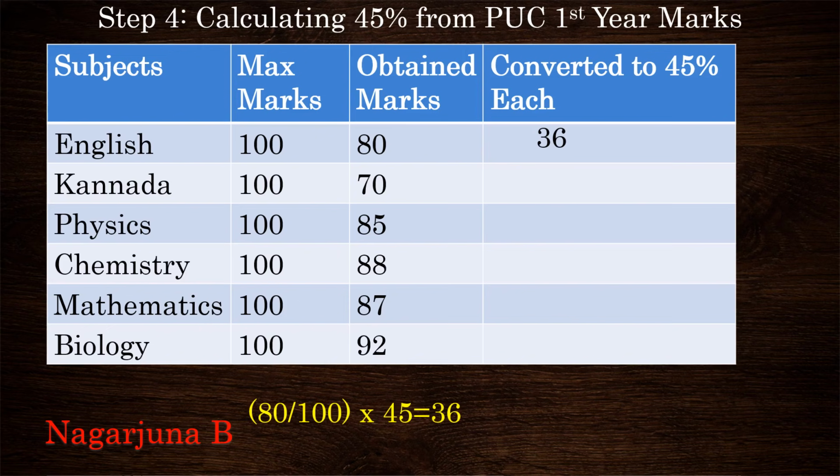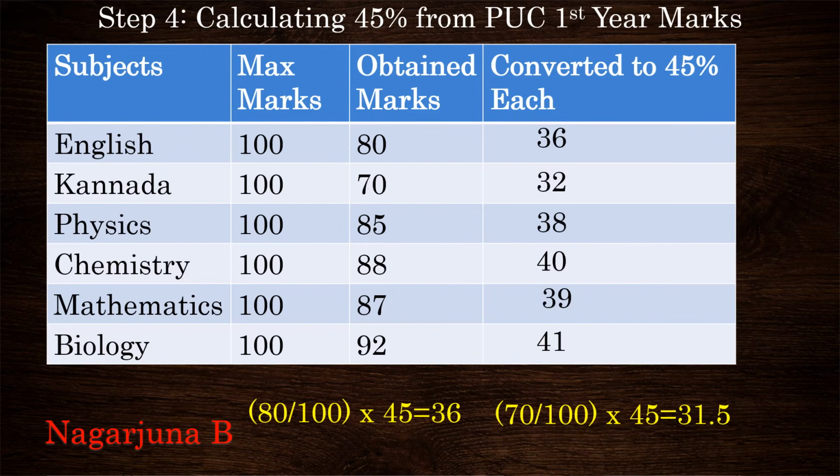The next one, in Kannada, it is 70 marks. That means open the bracket, 70 divided by 100, close the bracket, into 45 is equal to 31.5. So 31.5 means you need to write it as 32. So it is for Kannada. Similarly, calculate for physics, chemistry, mathematics and biology, and those marks will be 38, 40, 39, 41 respectively.